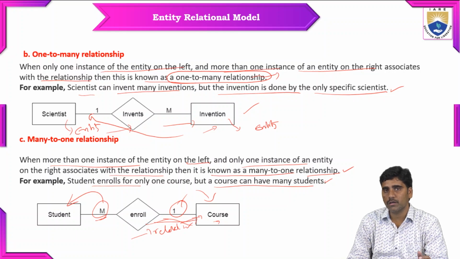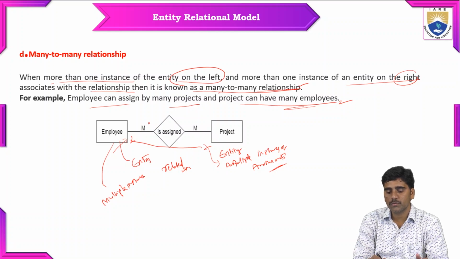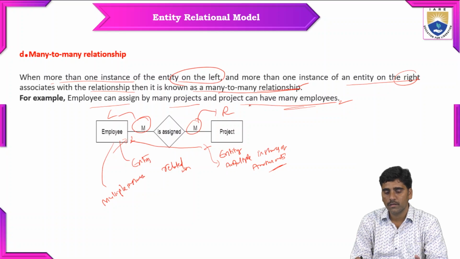And last one, many-to-many relationship. So here multiple instances of an entity on the left side and multiple instances of an entity on the right side will have a relation to each other. Then it is called a many-to-many relationship. So that is the way the ER model works.